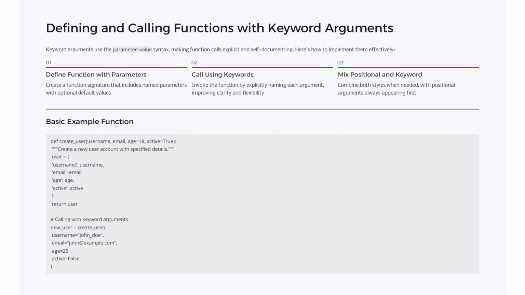Define functions with named parameters and optional defaults. When calling, explicitly name arguments for improved readability. You can mix positional and keyword arguments, but always place positional ones first. For instance, create_user allows specifying details like username and email, with defaults for age and active status.